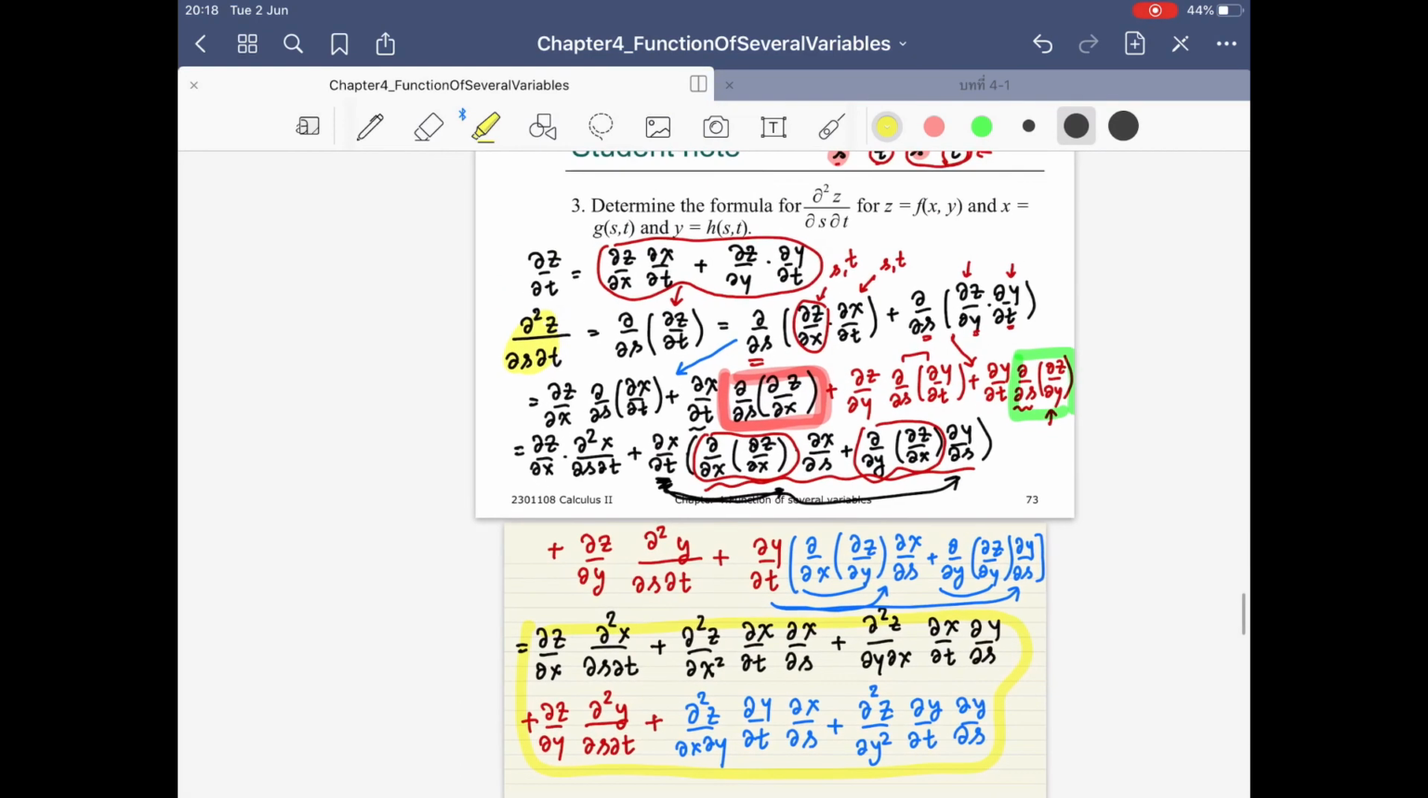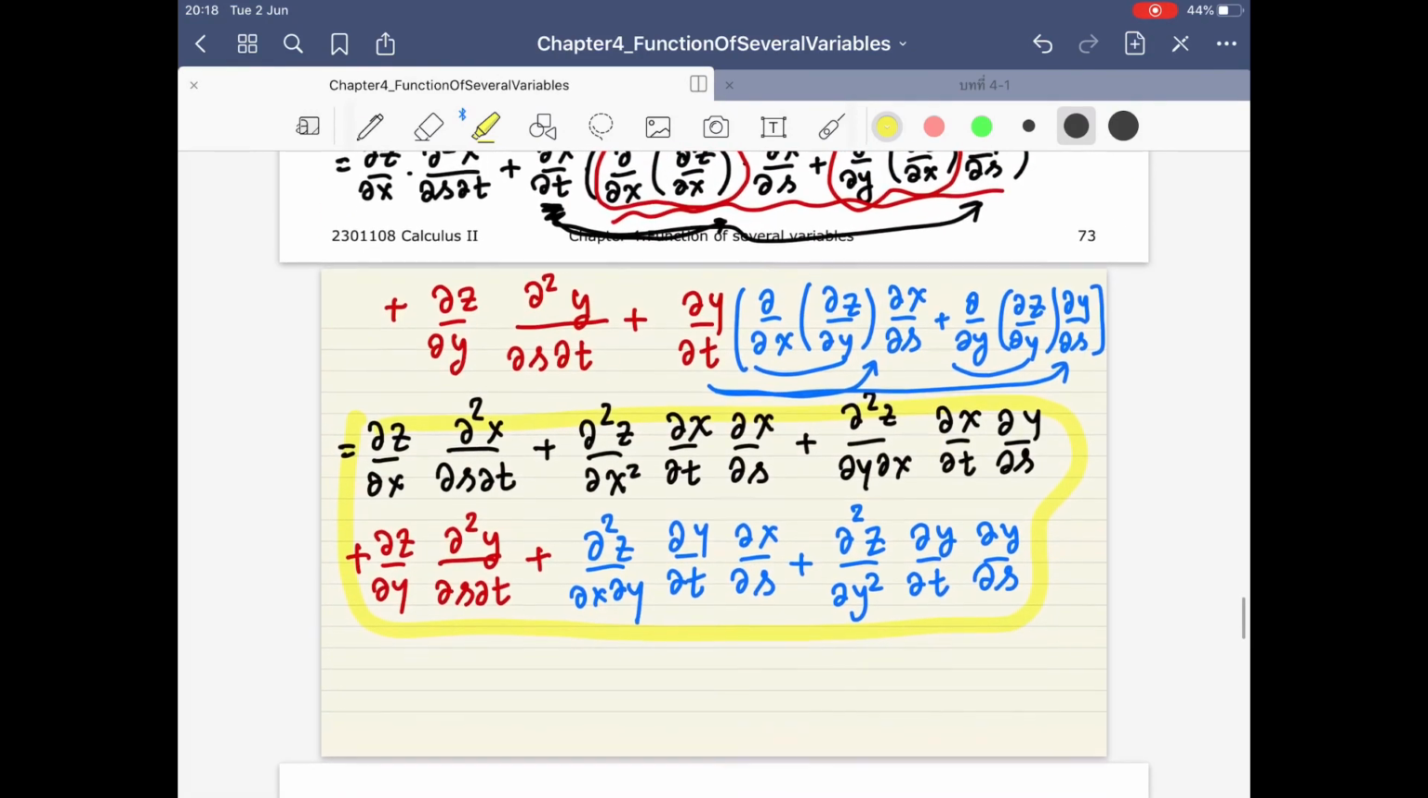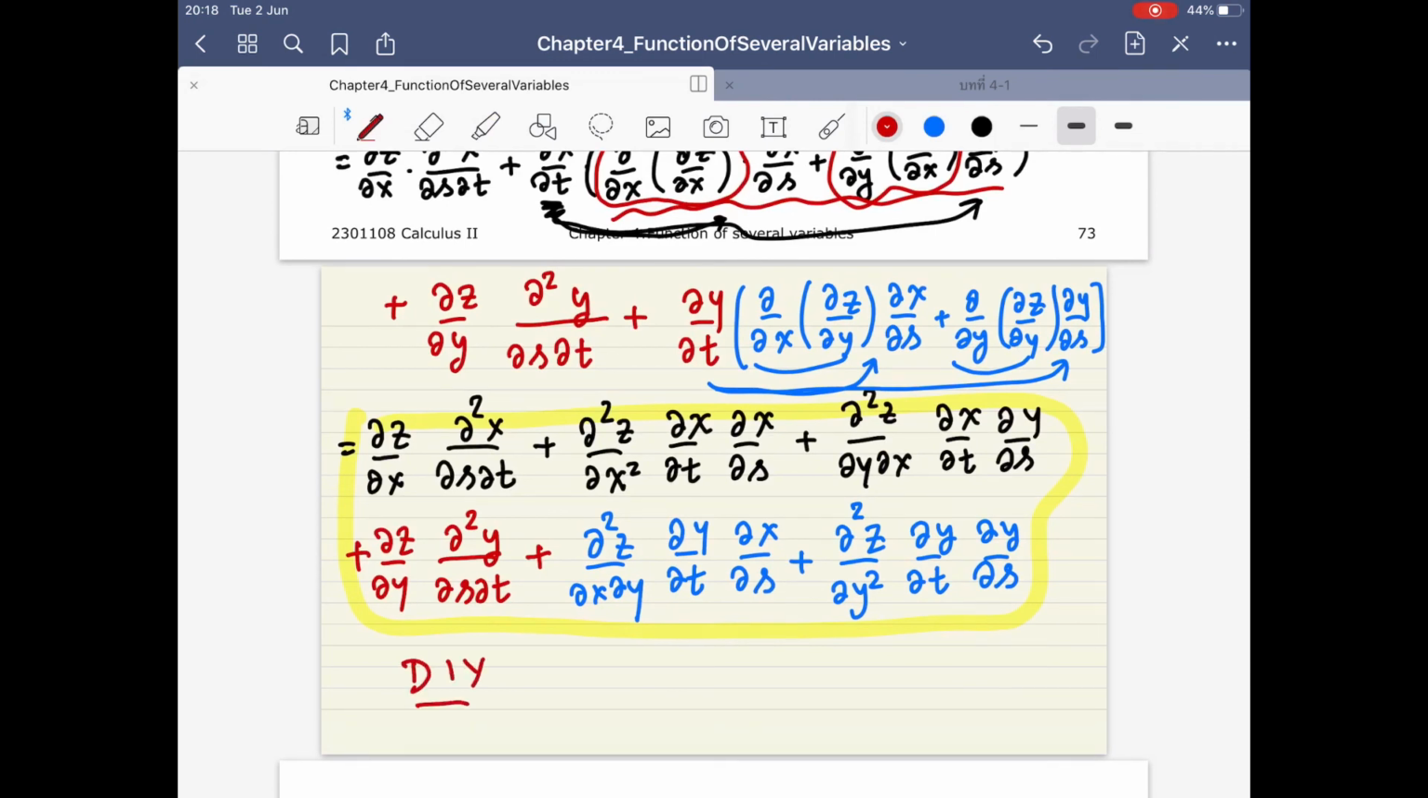So this one is d2z by ds dt. Of course, if you want, you can do it by yourself to go ahead and find d2z by ds square, or d2z by dt square. What will happen? Which one will be simplified, or which one can be combined? You really need to try it by yourself.